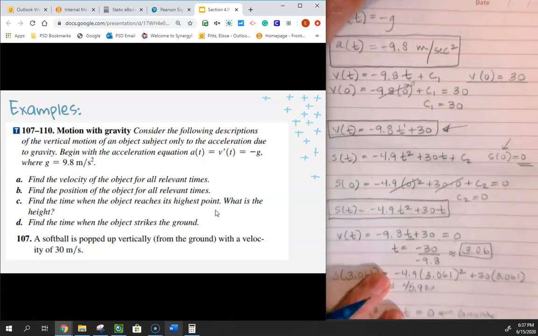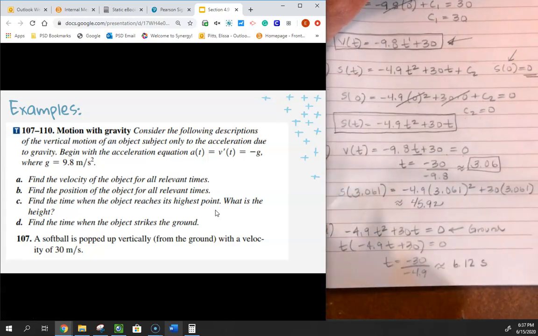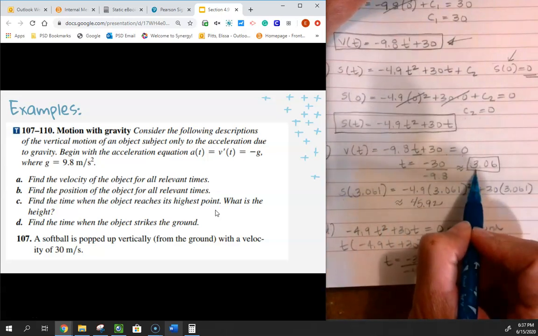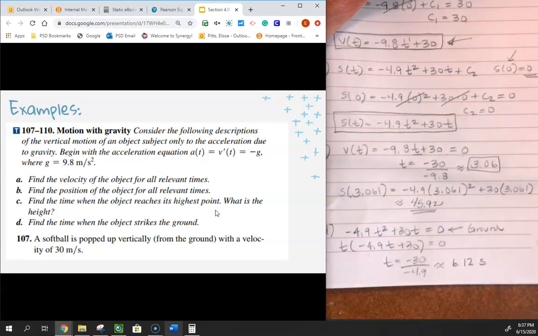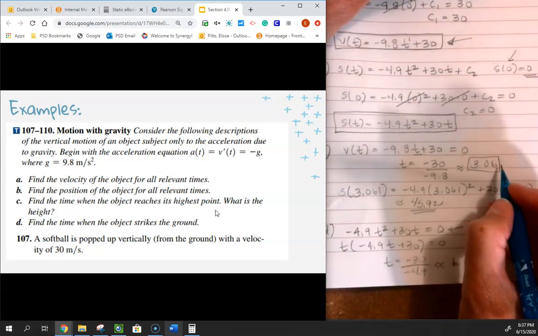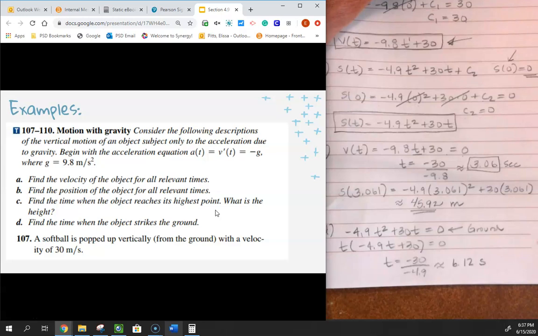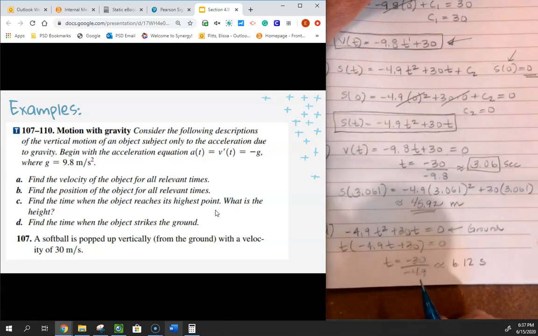So there's really not any calculus involved in that question. You're just using the equations that you found using calculus. And then it wants to know the height at that time. Well, I take that 3.06 and put it back into the position function. That will give me the height at that time. Probably should put units on here. This is 3.06 seconds, and this is, I think, in meters. Yep. Okay.